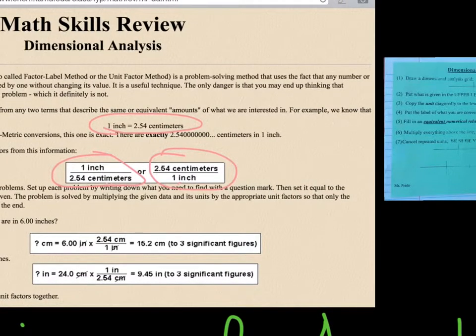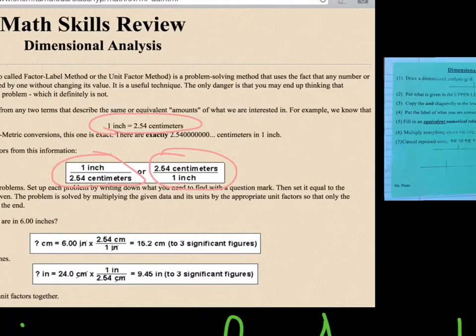And first step, draw a grid. Done. Second step, put what is given in the upper corner. 6.00, no naked numbers, it's an inch. Third, copy the unit diagonally. Unit, not the number, just the unit gets copied diagonally. Next, put the label of what you want to go to at the top. We want to go to centimeters, that's what they asked for.